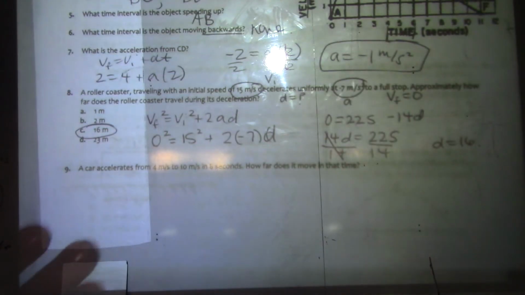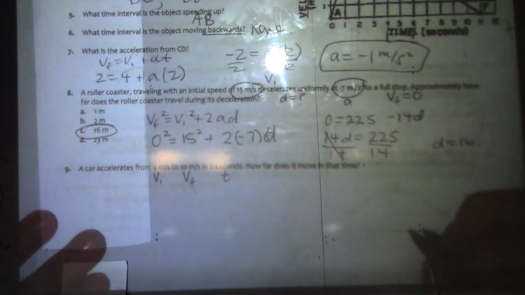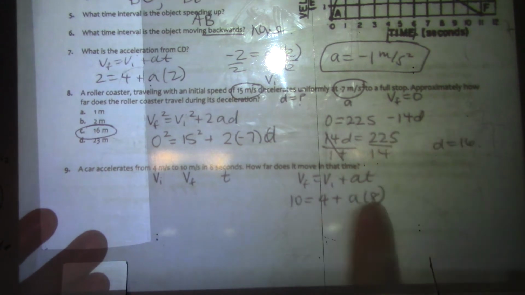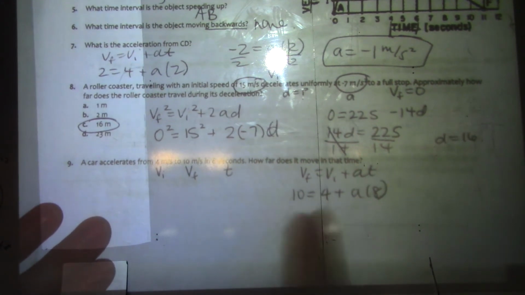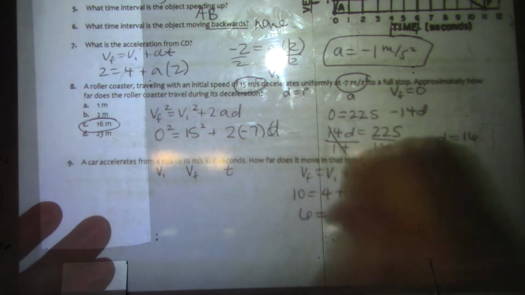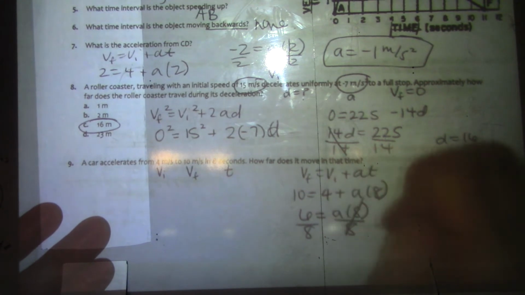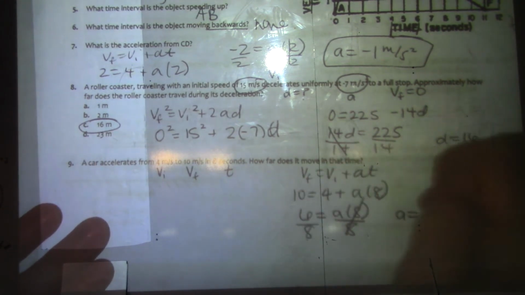A car accelerates from 4 meters per second, that's my initial speed, to 10 meters per second, that's my final speed, in 8 seconds. How far does it move? So vf equals vi plus at. 10 equals 4 plus a times 8. These are not like terms. One has an a, one doesn't, so I'm going to have to move the 4 over, subtract it over. That gives me 6 equals a times 8. Divide by 8. That gives me an acceleration of 6 over 8, which is 0.75.